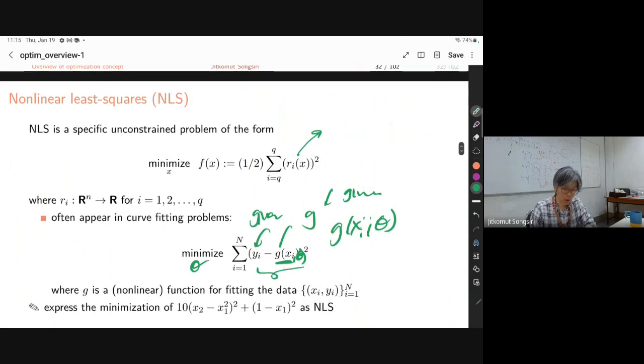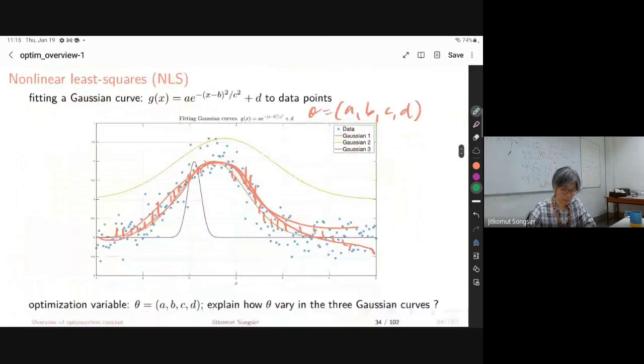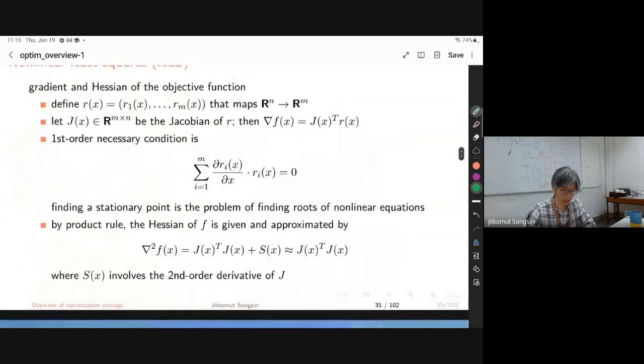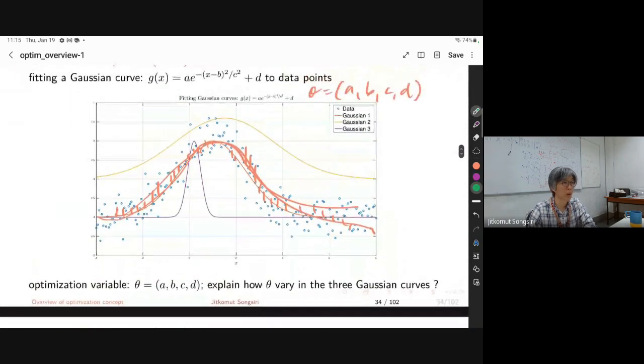For interpretation, we use the term Ri as a residual between Yi and g(xi), the error of one data point to the curve. What we do is sum square and then minimize. I put 1/2 here just as a matter of convenience when we calculate the derivative. This is just to express the problem description.